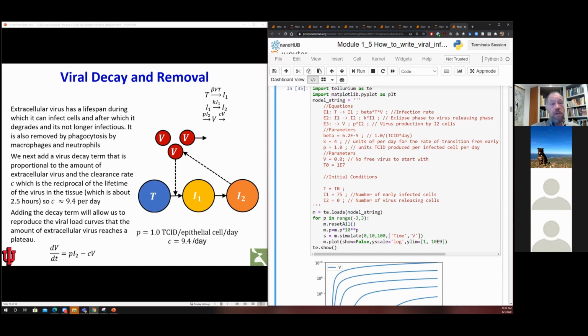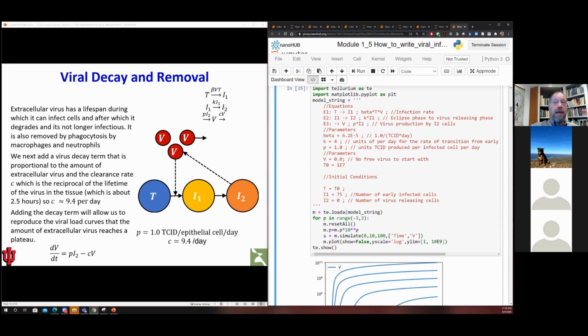For the moment, we're simply going to assume that there is some lifetime for the virus, and experimentally, that lifetime is a couple of hours, and we'll set that number to be 2.5. Remember that whenever we set a lifetime, the rate constant is the reciprocal of the lifetime. If the lifetime is 2.5 hours, well, 2.5 hours is about a tenth of a day, and that means the rate is about 9.4 or 10 per day.